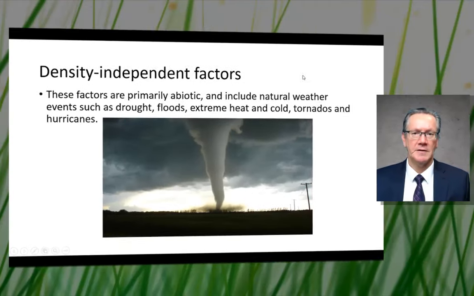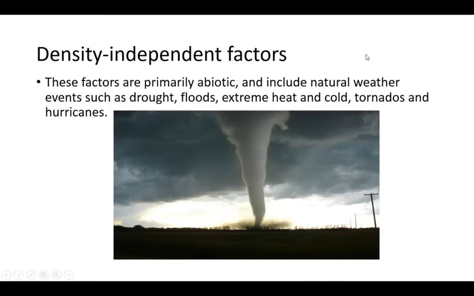Density-independent factors. These factors are independent of the organism's density. They are primarily abiotic and include natural weather events such as drought, floods, extreme heat and cold, tornadoes, as depicted, and hurricanes. This is an actual photograph of a tornado in the Midwest.